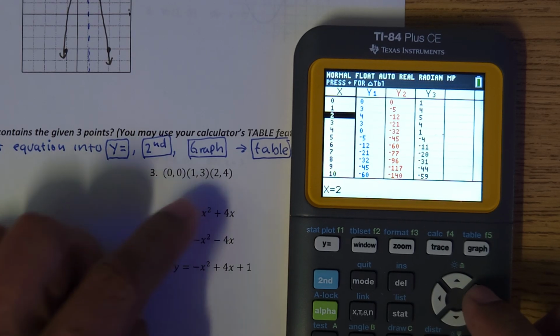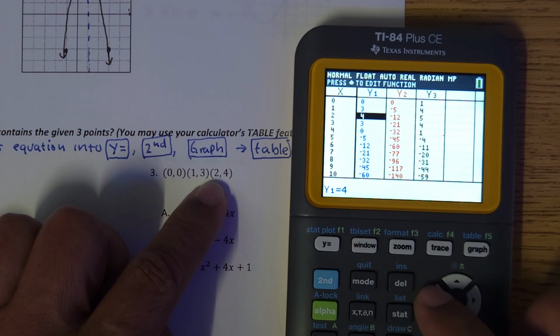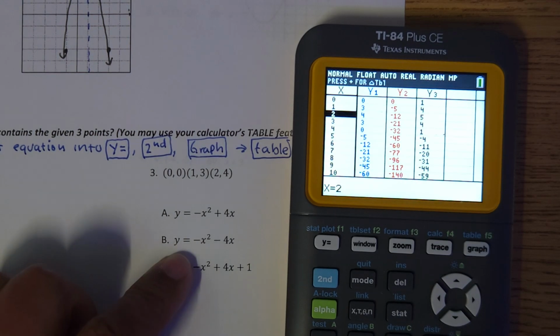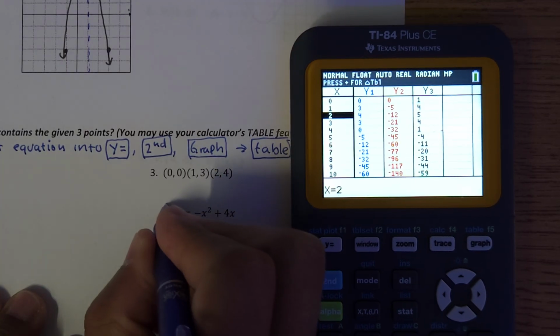So I'm going to check the second point, which is (2, 4). And as you can see, choice A gives us (2, 4). That makes it easier for us to choose which one is correct. So our answer is choice A.